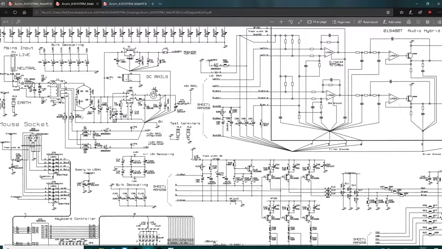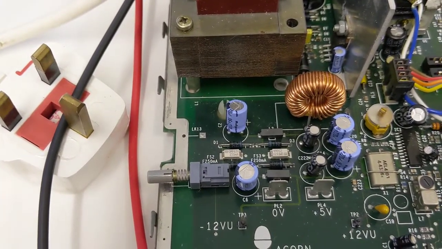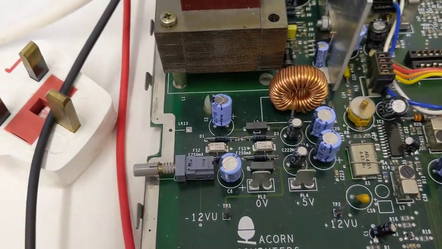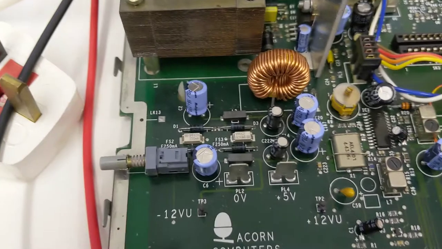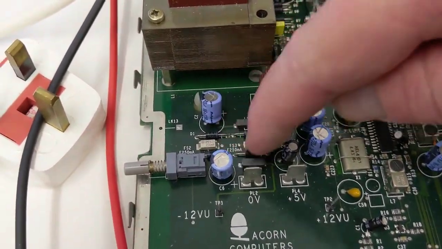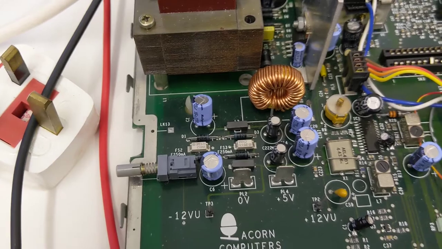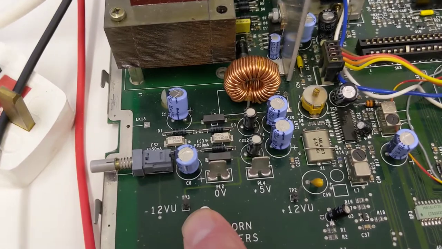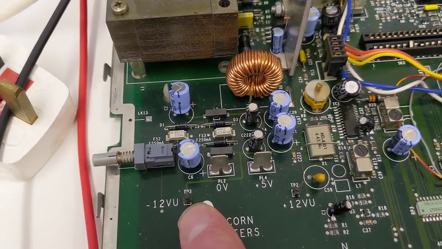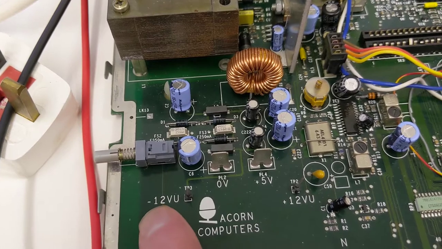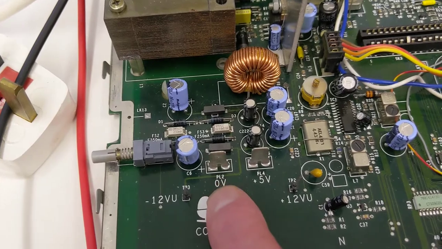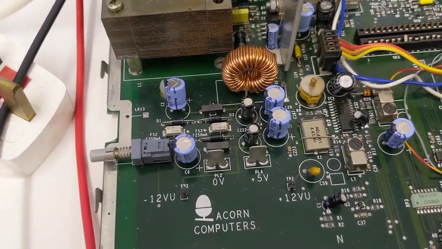We're looking for fuse 2 and 3. Okay, so here we are. This is FS2 and FS3. These are the two fuses that we saw in the schematic. It then goes off to the rectification diodes here, and then there's some smoothing capacitors, and they've also provided some test points. -12 volts unregulated and +12 volts unregulated. And this is a reference to 0 volts.